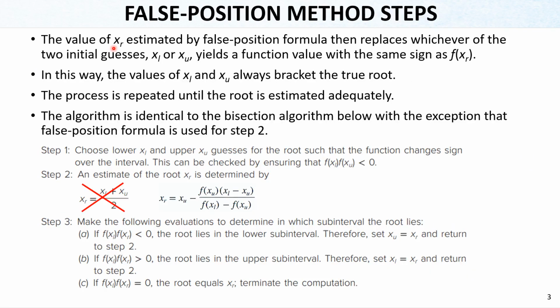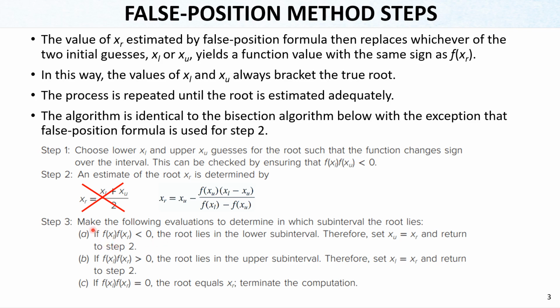Let's check in this slide the steps of the false position method. The xr value is estimated by the false position formula that we showed earlier. Then we replace whichever of the two initial guesses, xl or xu, yields a function value with the same sign. So we check this sign calculation again. This is very similar to the bisection algorithm. The only difference is that instead of the midpoint approximation, we use the new false position approximation. The other steps are the same.